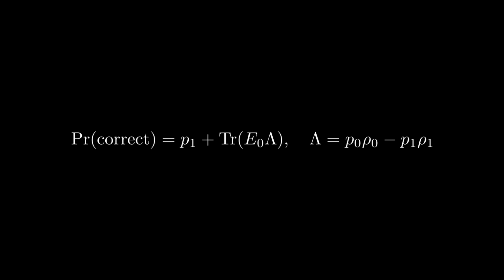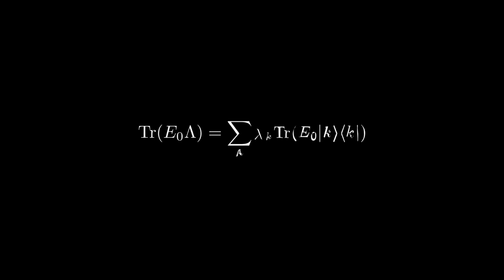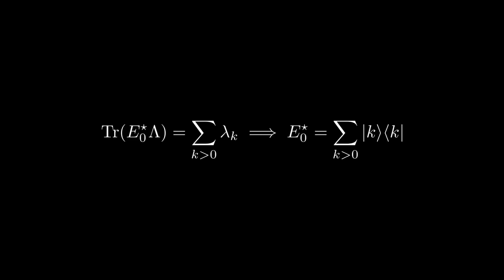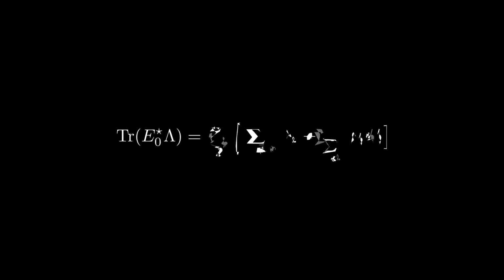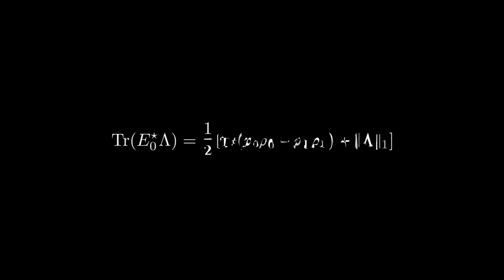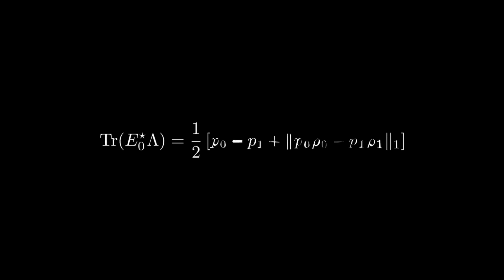Here, this matrix which we are applying the POVM to is called the Helstrom matrix, and I will denote it by lambda. To maximize this probability, we find that we can choose E0 to project onto the eigenbasis with positive eigenvalues. Consequently, the trace expression is simply the sum of all the positive eigenvalues of lambda. This can be written in terms of the trace of lambda and its trace norm as follows.